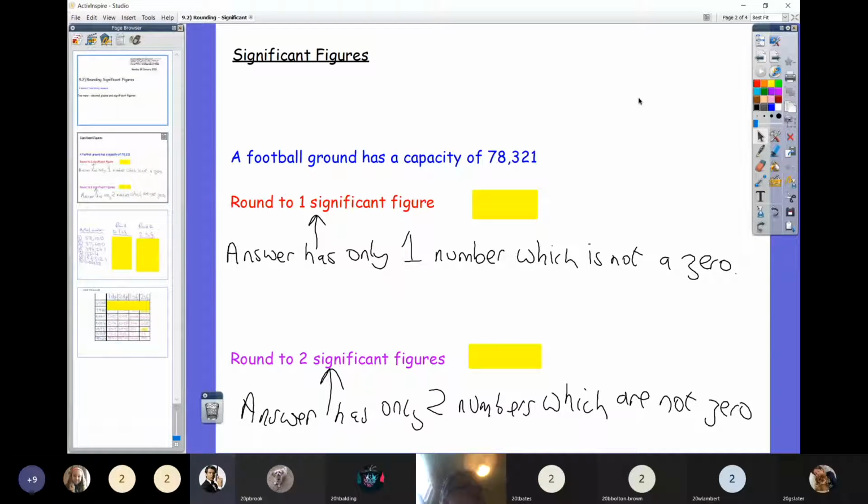Okay, so just waiting for that yellow box to reveal. It's a bit of a lag here.